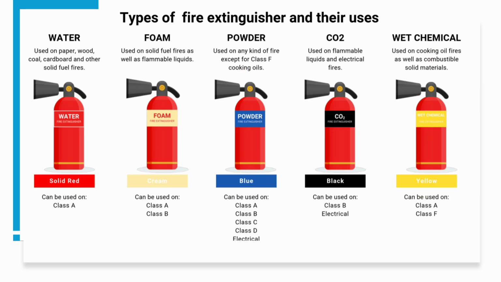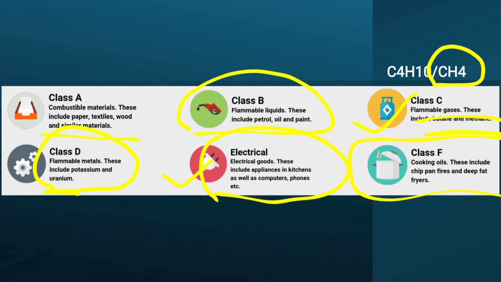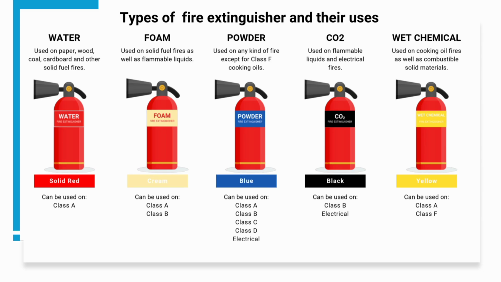Okay, so for these classes of fires, we have to use different fire extinguishers. Here you can see there are 5 types of fire extinguishers. First one is a water type, then foam type, powder type, CO2 (carbon dioxide) and wet chemical type of fire extinguisher. Water type fire extinguishers are used on class A type of fire, which is created due to paper, wood, coal, cardboard and other solid fuel fires.